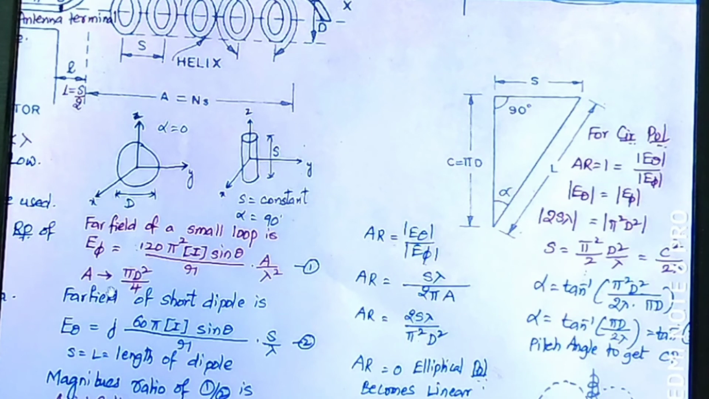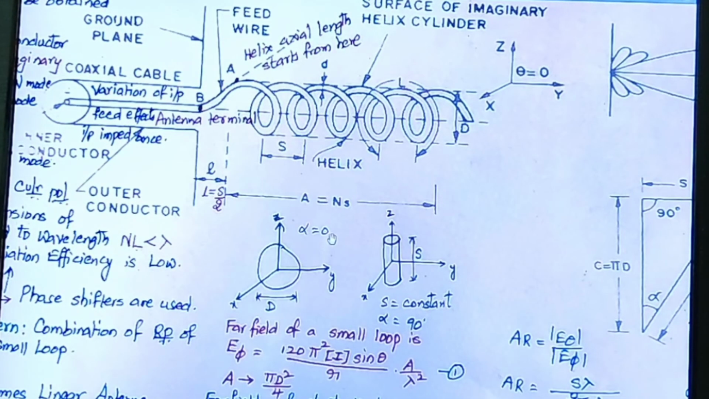Now let us see here. Alpha tends to 0 means, where is Z here? See, we have diameter D and also alpha is equal to 0 here, and for alpha is equal to 90 degrees, for S equal to constant. What is S? Spacing between one turn and another turn. So this is alpha equal to 90 degrees, then it leads to a dipole antenna. If D tends to 0, that means alpha is equal to 0 degrees, then it tends to a loop antenna. That geometry is shown in these two diagrams.